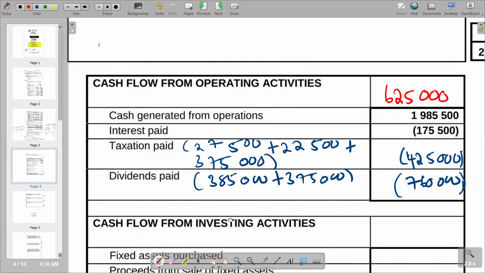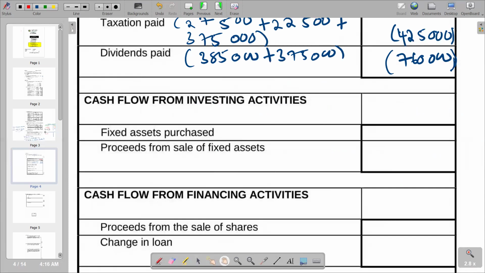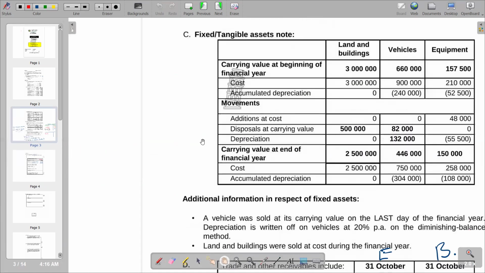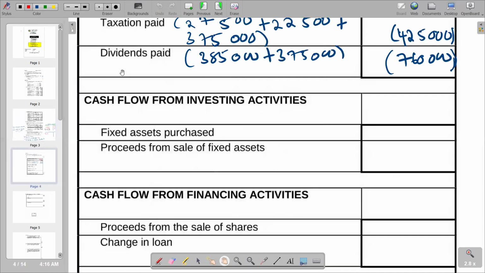And from there, we can now move to cash flow from investing activities, whereby we're going to start with fixed assets purchased. Obviously we've got the fixed asset note that we can refer to, and we look for fixed asset purchase, but you see that it's in the row addition at cost. And you see that the addition that we only have is other equipment, which is 48,000. So we only have one addition of 48,000. So we come here. So you see 48. Then also we have to move to proceeds from.